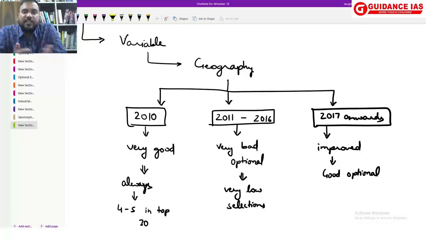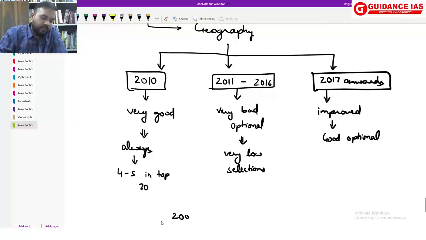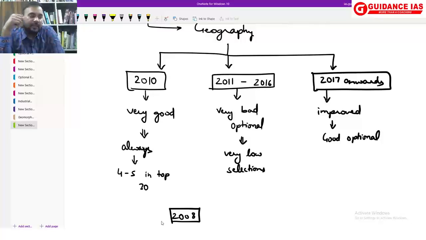So see, what changed? Why this kind of variability? The simple reason was that in geography, 2008 was the year when the syllabus of the optional was changed. Optional's syllabus was changed. Okay? And lots of new topics were added that year. After this period, it took gradual time, but UPSC began to make the papers very dynamic. Before this, the papers used to be less dynamic.